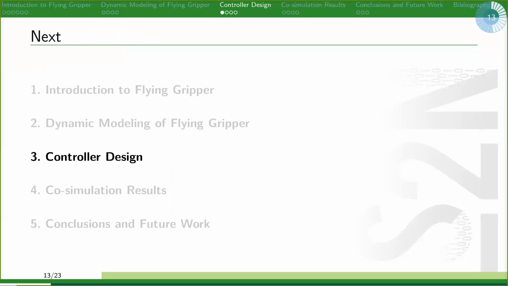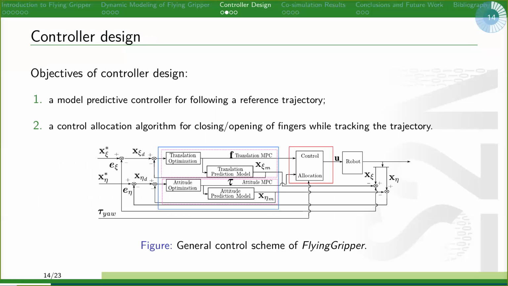Now, we will talk about controller design. In fact, our robot is over-actuated. Thus, our controller consists of 2 modules. First, a model predictive control is introduced to track reference trajectories. Our allocation algorithm ensures closing and opening of the fingers during tracking.